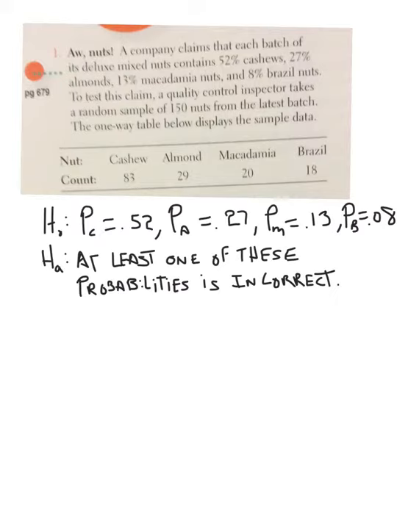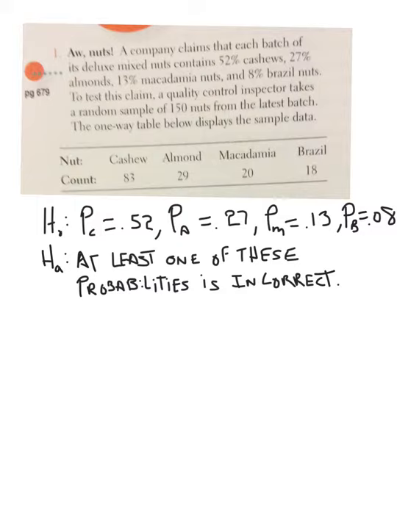So here's our null hypothesis: no change, right? That what the company says is what the can of nuts has. No change. Alternate hypothesis, which is what we're trying to prove, is at least one of these is incorrect. There we go.